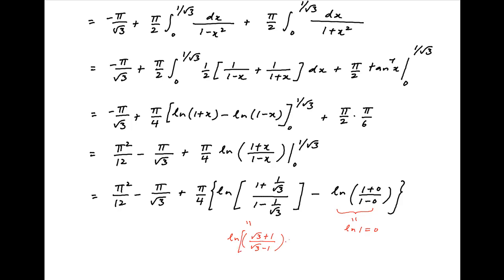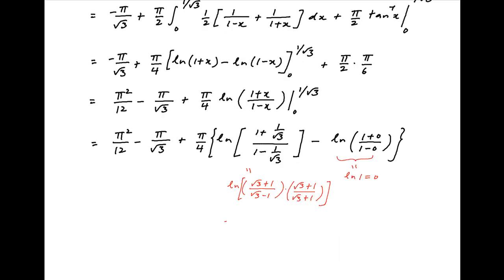I multiply the term within the ln with the conjugate of the denominator, which is root 3 plus 1, and divide by root 3 plus 1 as well. And therefore this term is equal to ln of root 3 plus 1 whole square, which is equal to 3 plus 1 plus 2 root 3, divided by root 3 minus 1 times root 3 plus 1, which is equal to 3 minus 1. And this simplifies to ln of 4 plus 2 root 3 divided by 2, which is equal to ln of 2 plus root 3.